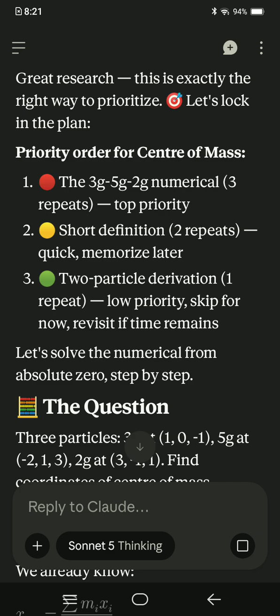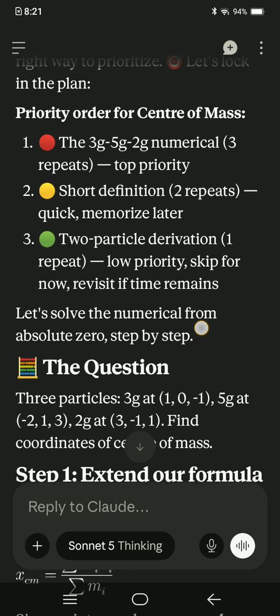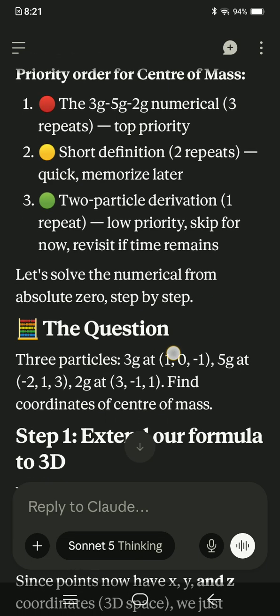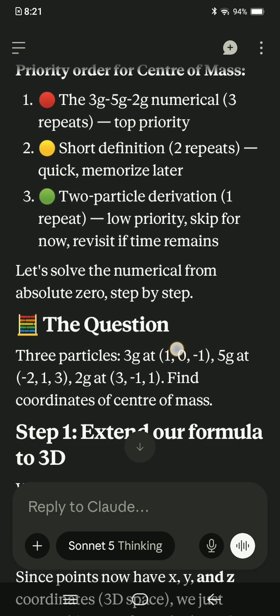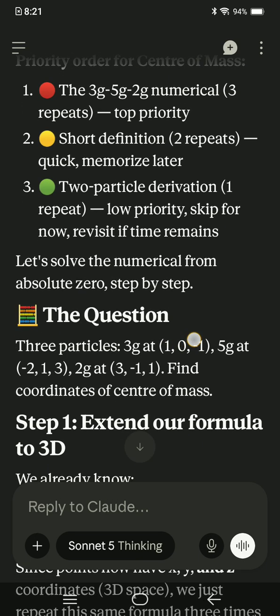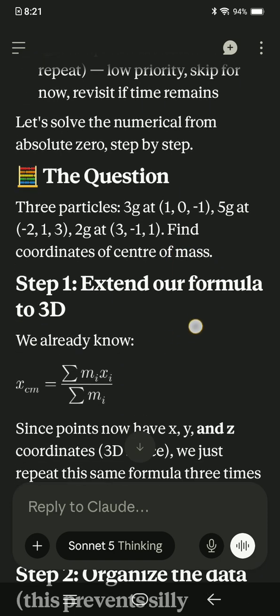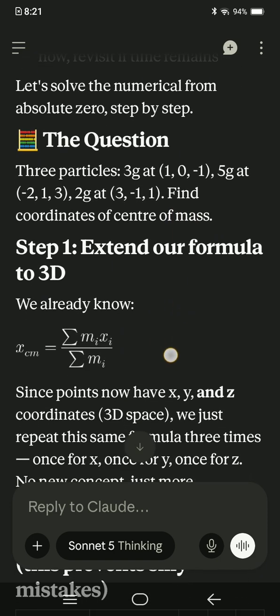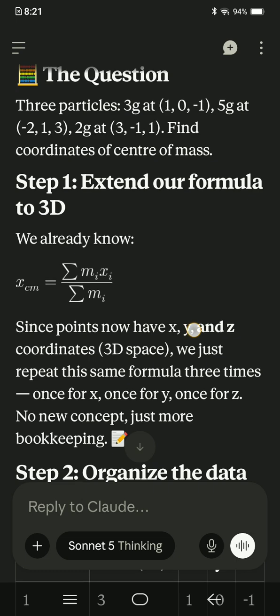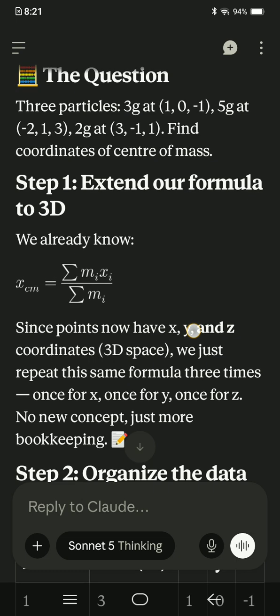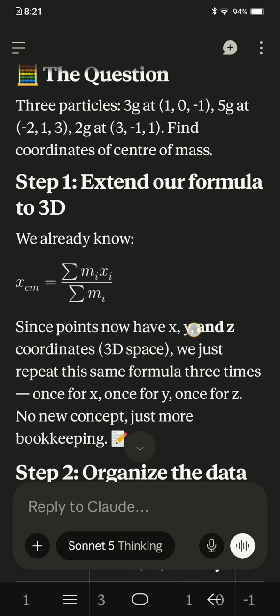Great research. This is exactly the right way to prioritize. Let's lock in the plan. Priority order: center of mass numerical, which repeats, then short definition, two particle derivation. Let's solve the numerical from absolute zero, step by step. The question: three particles, 3g at (1, 0, -1).